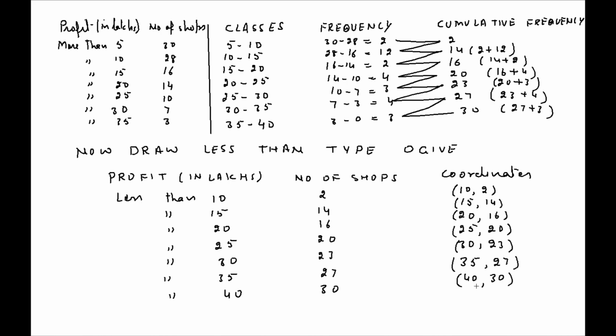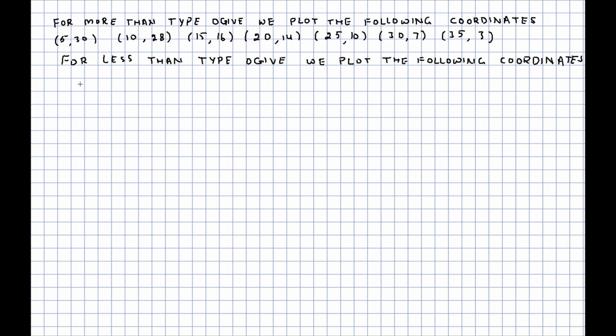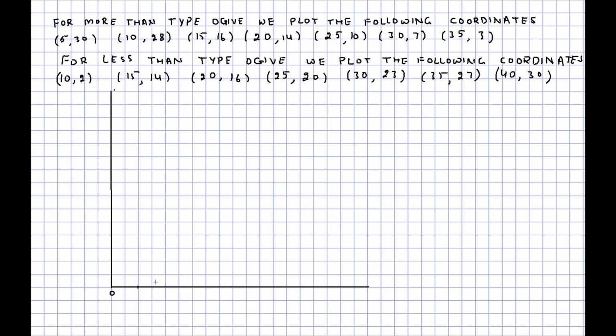You have to plot these points on a graph. For more than type ogive, we plot the following coordinates: (5, 30), (10, 28), (15, 16), (20, 14), (25, 10), (30, 7), (35, 3). And for less than type ogive, we plot the following coordinates: (10, 2), (15, 14), (20, 16), (25, 20), (30, 23), (35, 27), (40, 30).